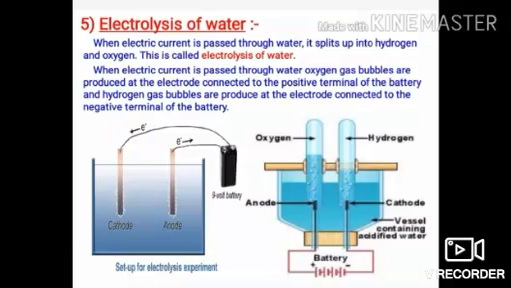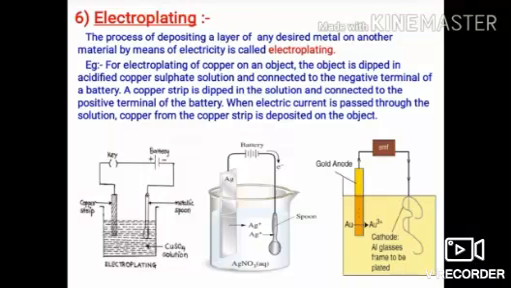Next topic is electroplating. Electroplating means the process of depositing a thin layer of any desired metal on another metal by means of electricity. Before the process of electroplating, there are some conditions we can follow that can help in getting a smooth and firm deposit during electroplating.